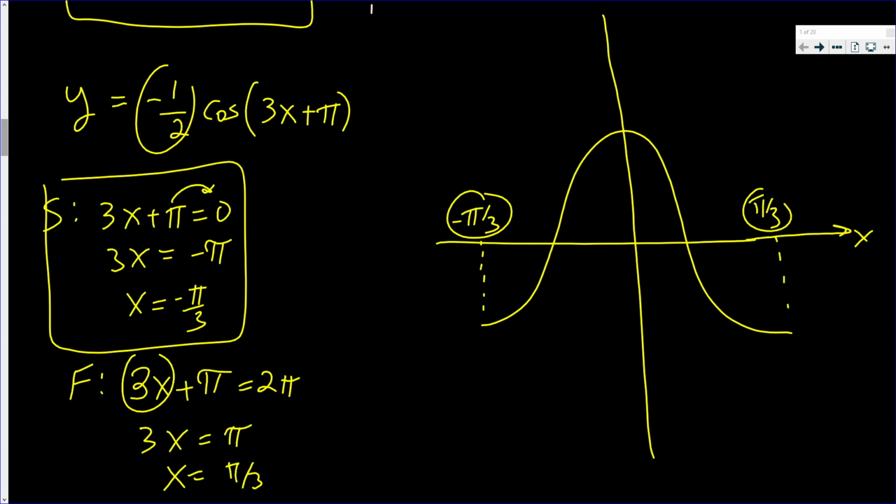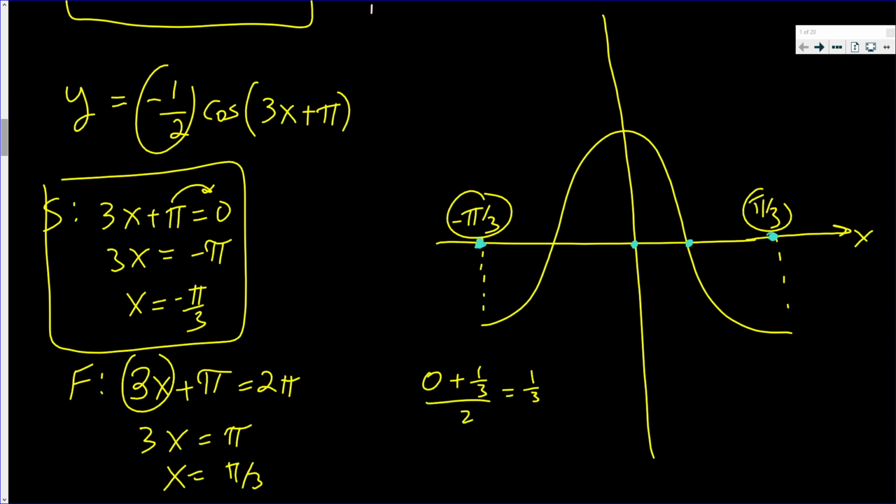Okay. So I have this point. I have this x value. I have that x value. This x value is 0. I just need to find this one. Well, what's in between 0 and a third? I'll put the pi's in after.